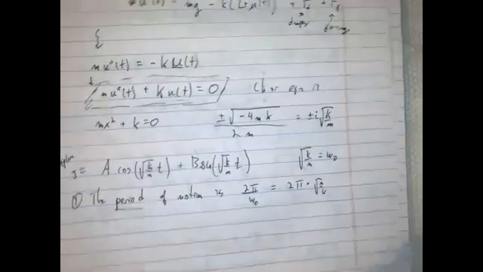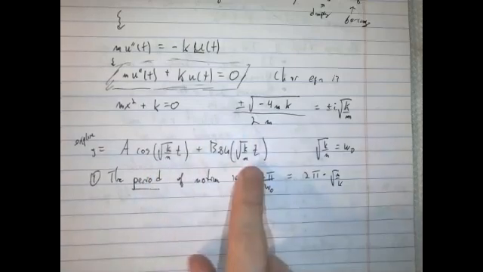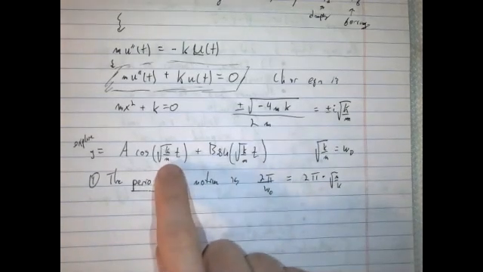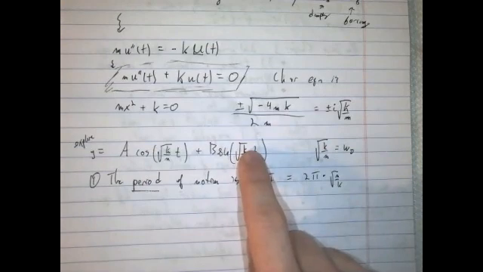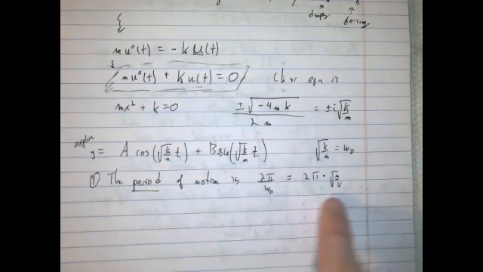One way to see this is to notice that both cosine and sine are periodic with period 2 pi. So the question is, what is the increment in time that you have to step forward such that this argument and this argument both step forward by 2 pi? So really what we're solving is, when is root k over m times t equal to 2 pi? That's exactly this.